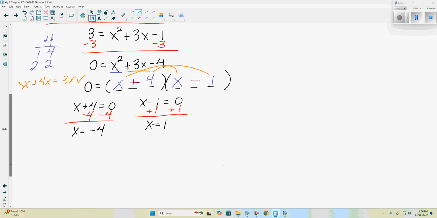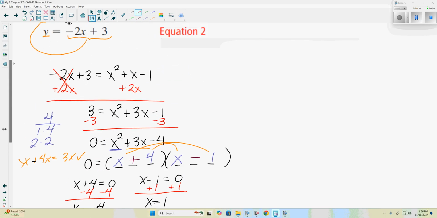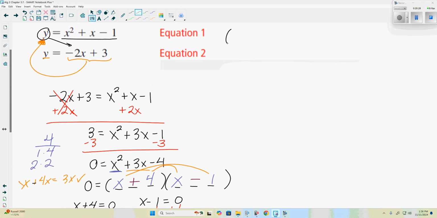Now at this point here, we do have 2 points for our solutions: -4, comma, and 1. Because we have these two as our x values, but we do not have the y value. Now to find the y value, all we need to do is plug it in. Now we could pick, I'll pick the second equation.